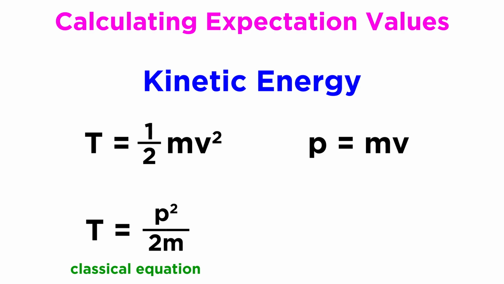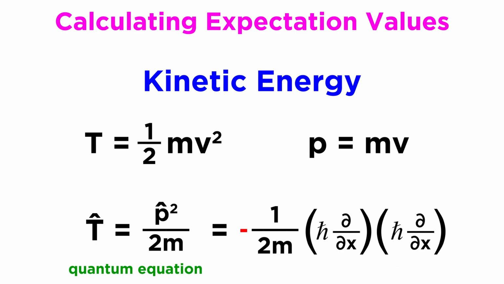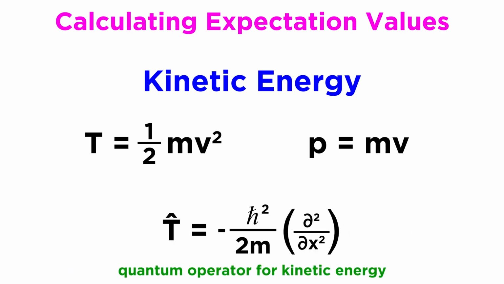Now we can take this classical equation and translate it into a quantum equation by replacing momentum with the momentum operator. Let's then plug in our expression for the momentum operator, putting it out front, but twice, since the operator is squared. Now to simplify, negative i times negative i gives i squared, or negative 1. So let's just get rid of those and make the whole expression negative. Then we can pull h bar squared up here, and the partial derivatives multiply to give the second derivative with respect to x. This is the quantum operator for kinetic energy, which we will be using frequently.